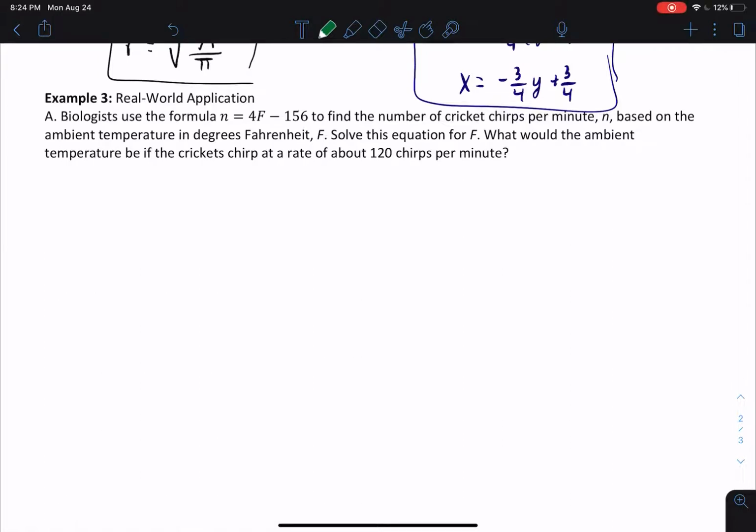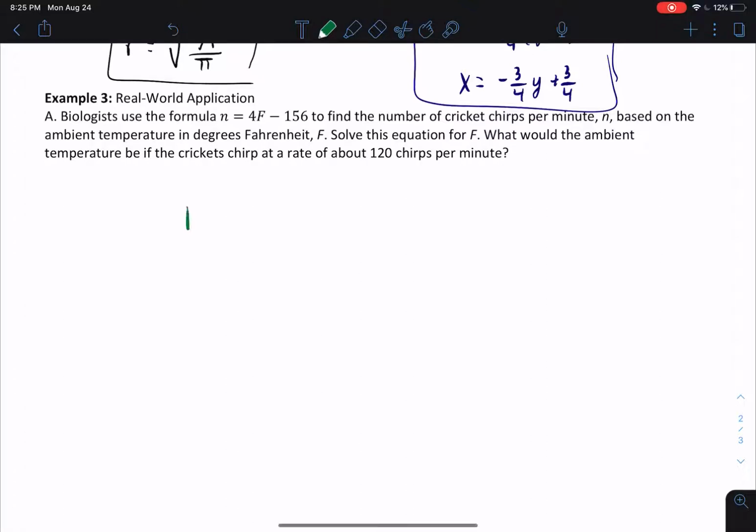All right, so in this real-world application, we see that biologists use the following formula to find the number of cricket chirps per minute. So N represents the number of cricket chirps, and that's based on the ambient temperature in degrees Fahrenheit, which is represented by capital F. We want to solve this equation for F.